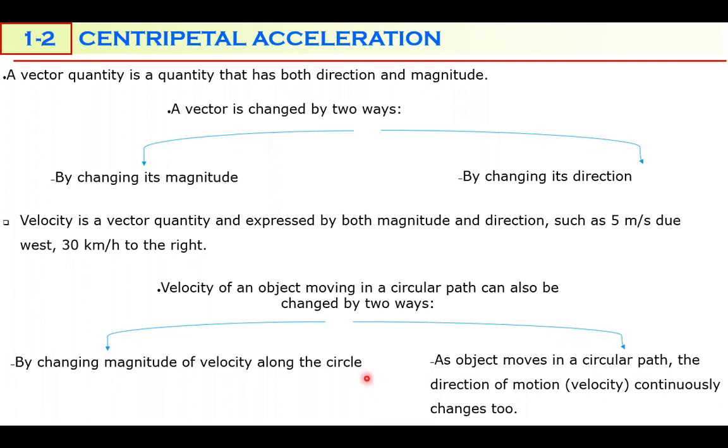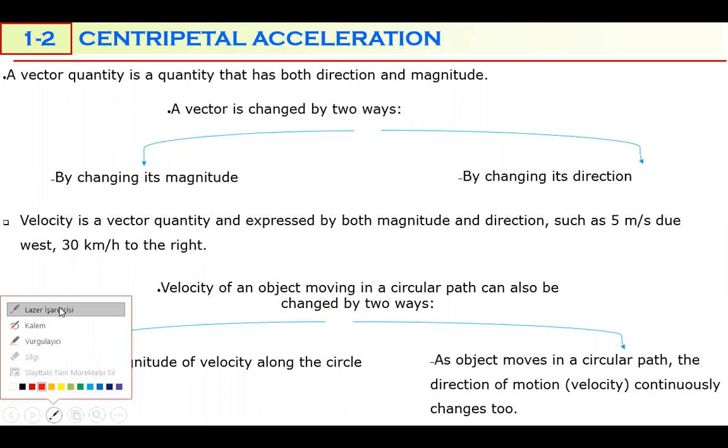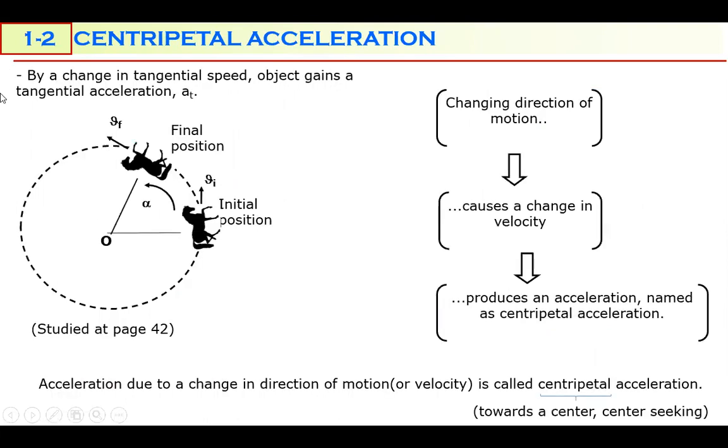If speed is changing, we are going to measure the tangential acceleration. Yes, by changing tangential speed, the object gains tangential acceleration. Remember, if it is speeding up, we say there's a tangential acceleration tangent to the circle, and we just explained this one.